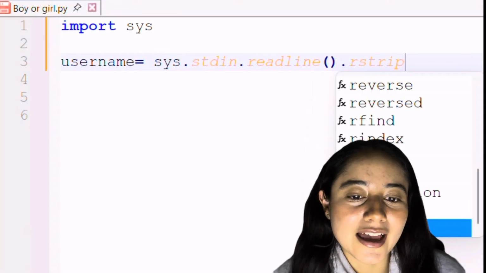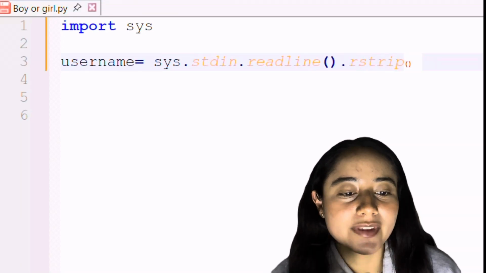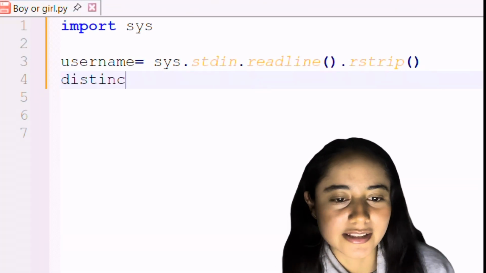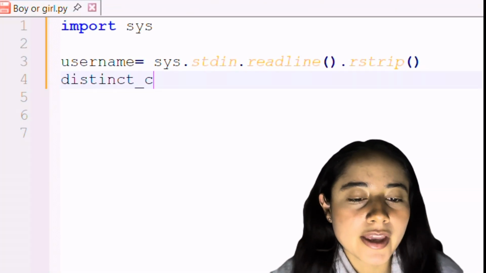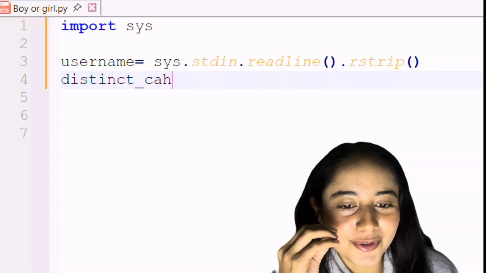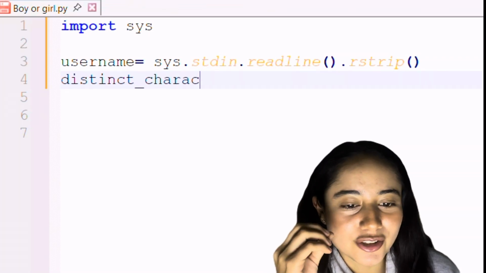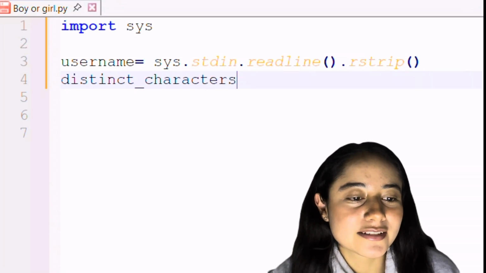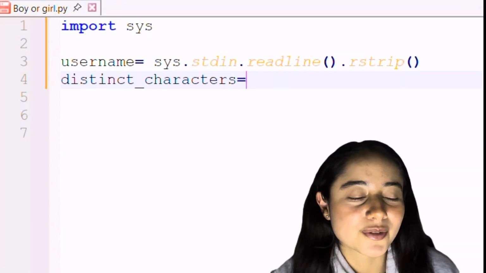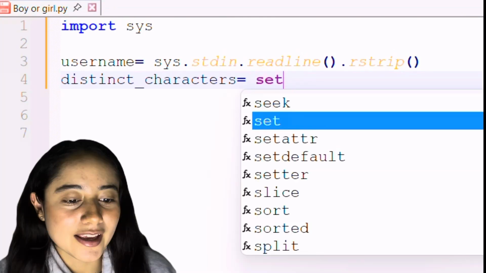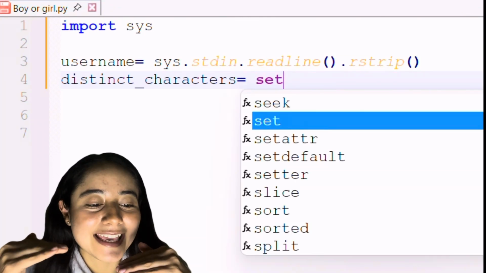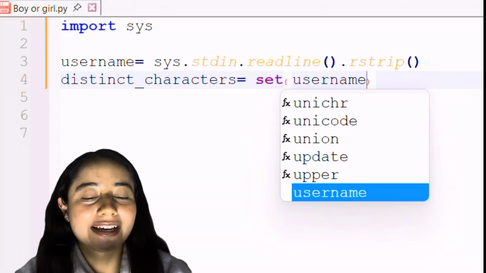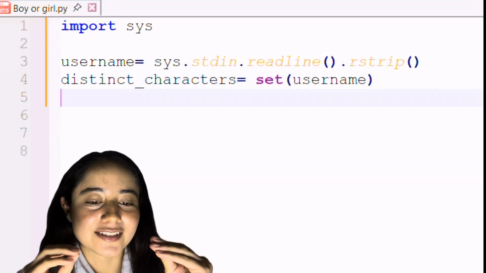sys.stdin.readline and .rstrip, which means that I want to erase any whitespace around the letters, because as you can see, there are no spaces in the input. Then how can I get just the distinct characters from the input? And that is possible thanks to set, a function in Python that erases any duplicates, just leaving us with the distinct characters.